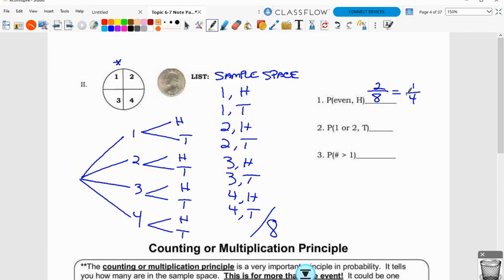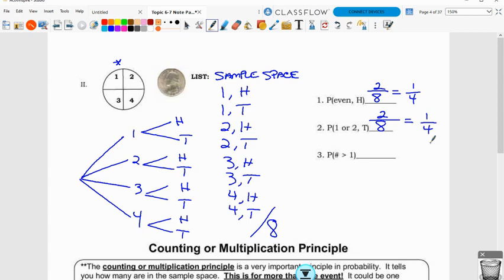The next one is the probability of spinning a 1 or a 2 followed by tails. A 1 or a 2 followed by tails. So we're only looking at the top 4 because those are the only places where you can get 1 or 2 on the spinner. Then it has to be followed by tails. So that would be 1 with tails and 2 with tails. So once again, we've counted 2 possible ways of that happening out of the total 8. So 2/8 is the probability, which simplifies again down to 1/4.